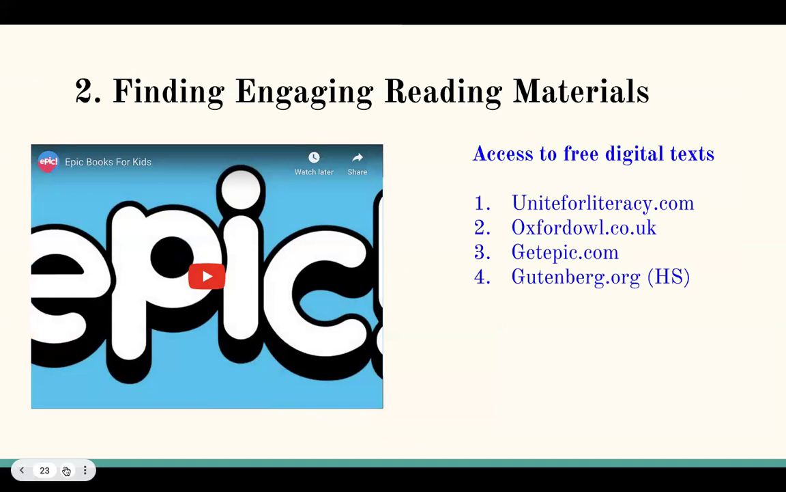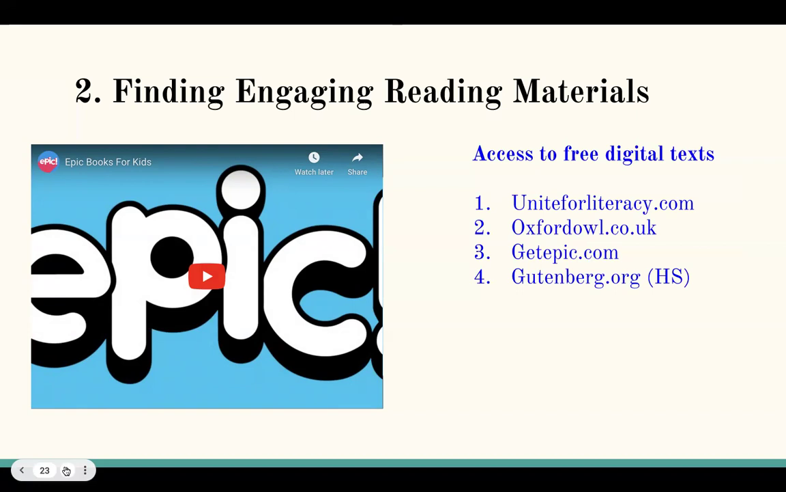A second important component is finding engaging reading materials. So this goes back to our earlier discussion of representation. And this, of course, can also be tied to our conversation about diversifying the types of texts that we have. So really thinking about what genres, what forms of text, what languages can we connect students to make sure that their literacy and reading experiences are relevant and meaningful.